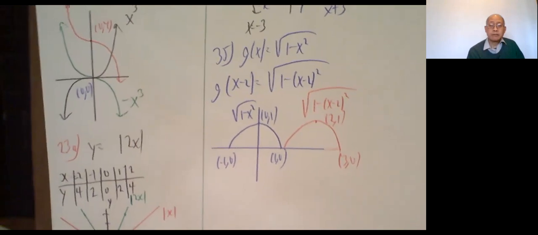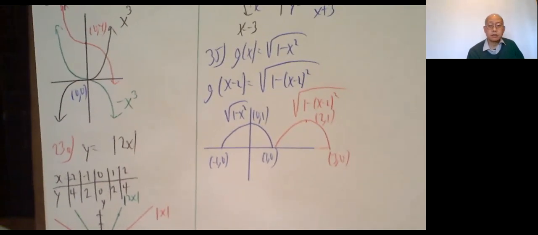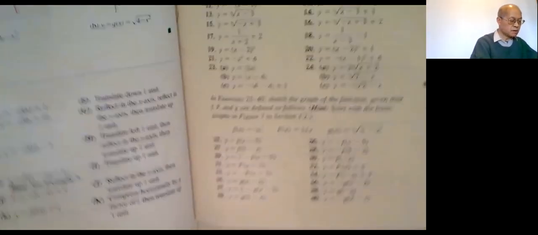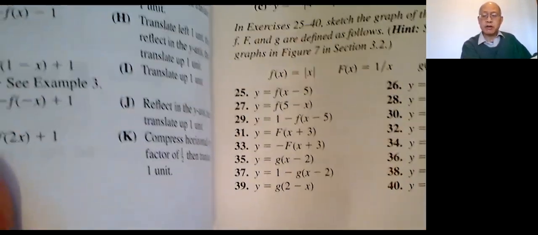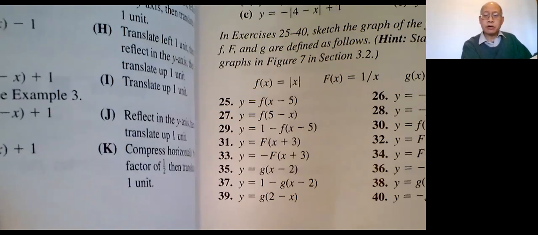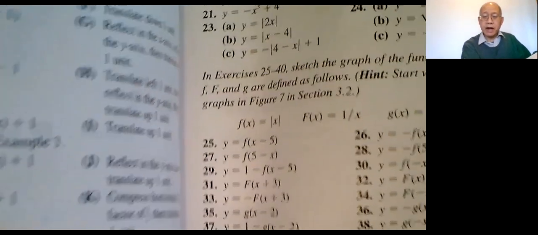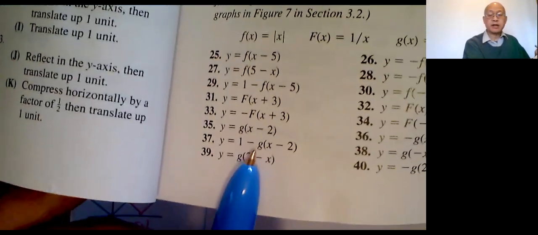Okay, I'm going to piggyback off that information to do 37, and then I'll be done with the section. Look at 35 and 37. I just finished 35. 37 goes 1 minus g of x minus 2. So there's a minus sign. If you ignore the 1 just for a moment, kind of cover it up.